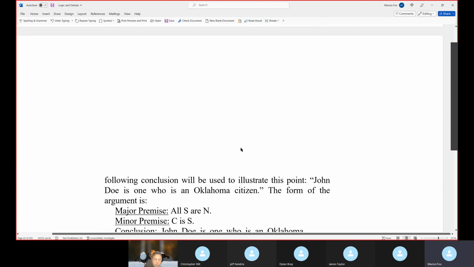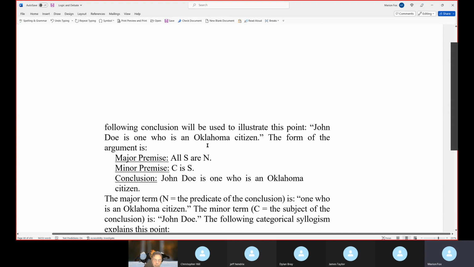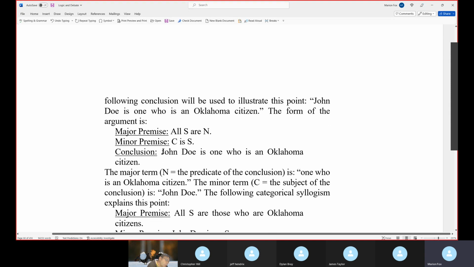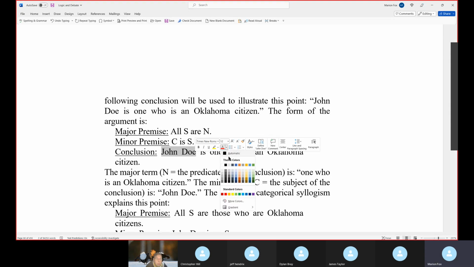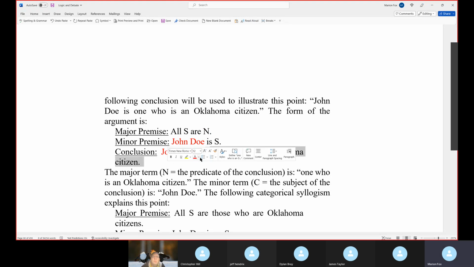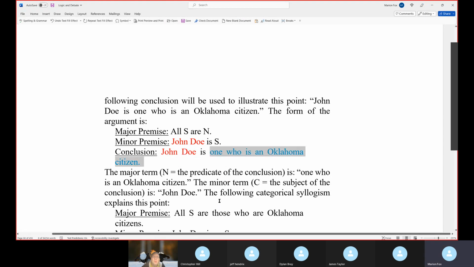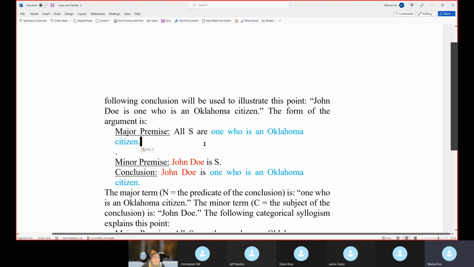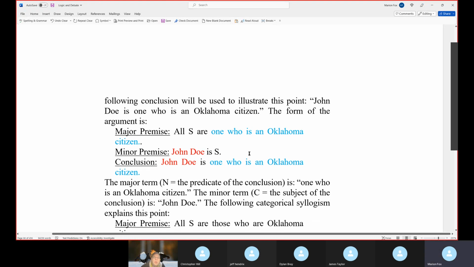Now, the following conclusion will be used to illustrate this point: John Doe is one who is an Oklahoma citizen. That's our conclusion. So John Doe is your minor term, because that's the subject of the conclusion, so it's in the minor premise. And one who is an Oklahoma citizen, I'll make that blue, and that is your major term, that goes right up here. I'll bring that down a bit. Now, all we need is the S term, the middle term.